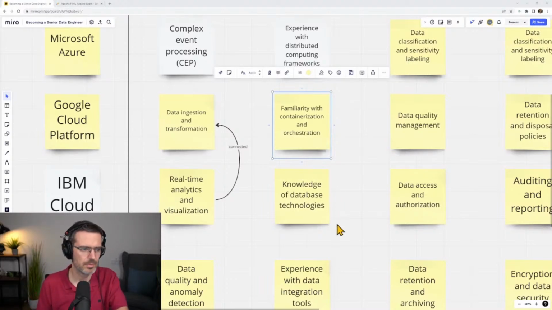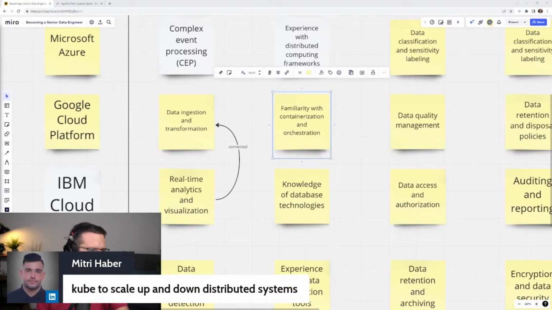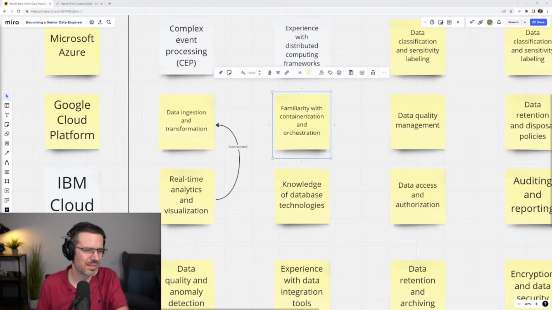Let's go. That's not a 1, Mitri. Cube to scale and down distributed systems. Yep. Mohammed says not yet. Extreme cost and tiny saver. All right.